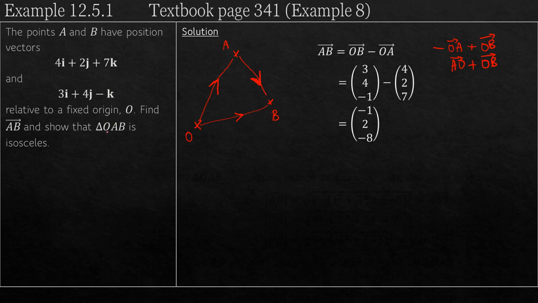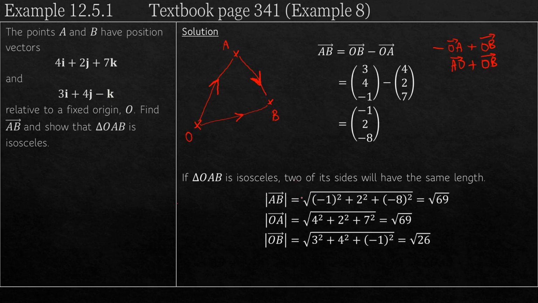We now need to show that triangle OAB is isosceles. So here's a very rough sketch of my triangle. And again, in reality, this is in three-dimensional space. Doesn't matter that we do a little sketch, it helps us make sure we're doing the right thing. So if it's isosceles, then two of its sides will have the same length. So if we're going to show it's isosceles, we need to find the lengths of all the sides and show that two of them are the same.